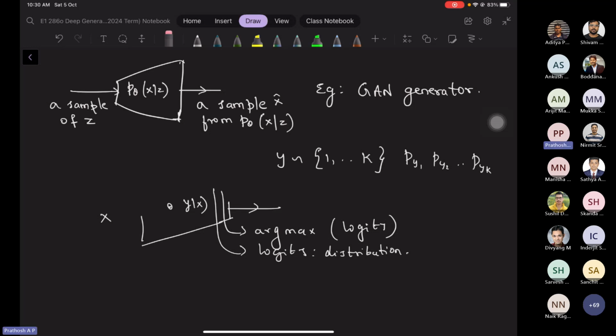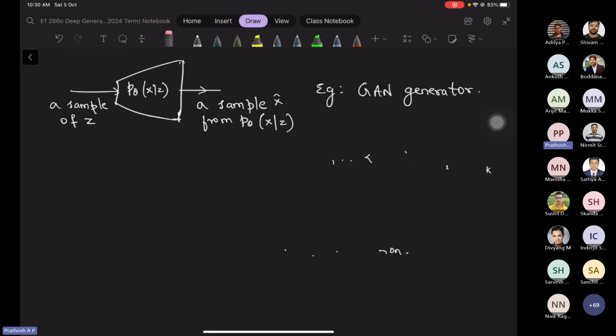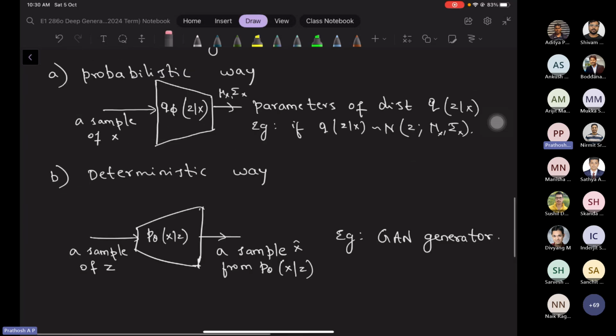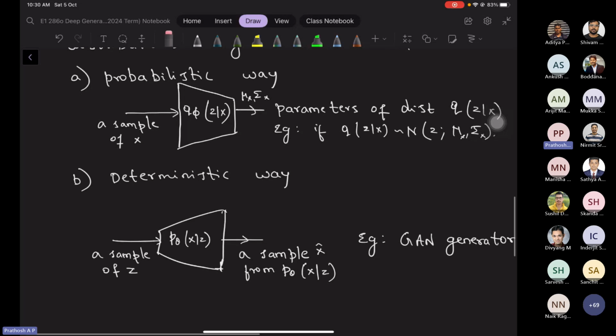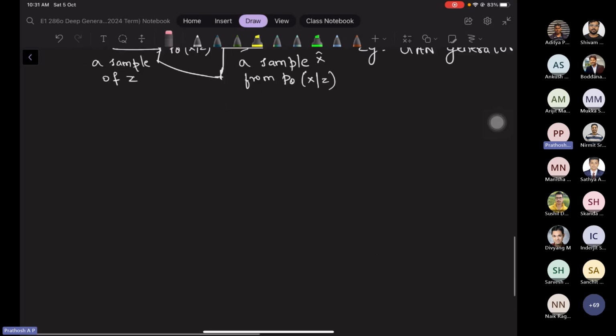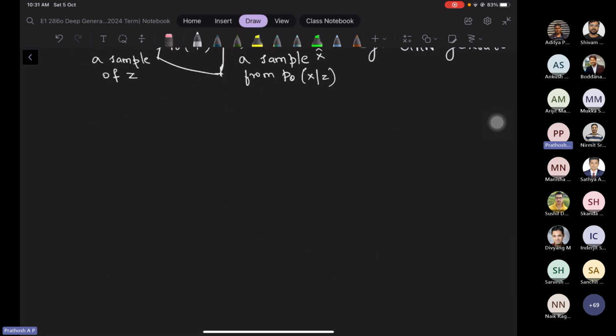Anyway, that's not something I intended to say. But these are two ways to model distributions: the probabilistic way, where the neural network gives you the parameters of the distribution it is modeling, and the deterministic way, where the neural network gives you samples from the distribution that it is modeling. Now, what do we do in a VAE?